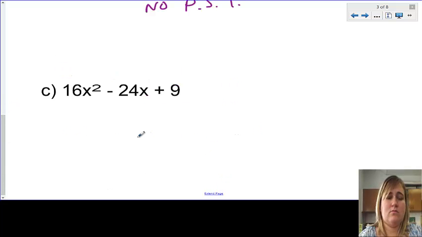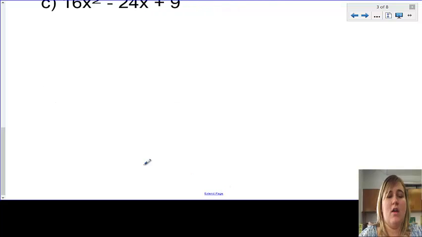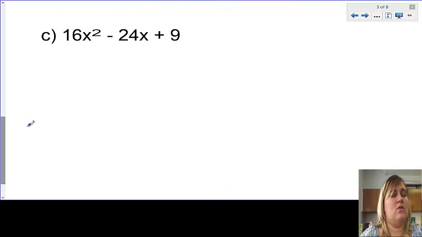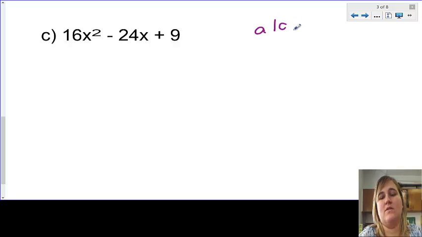On C, before I can factor, we should always see if we can factor anything out of all of these. I don't have a coefficient of 1 here, and there's nothing that I can factor out of all three, so I have to take A times the absolute value of C. So that is 16 times 9. Okay, so in my calculator, punch in 16 times 9, which gets me 144.